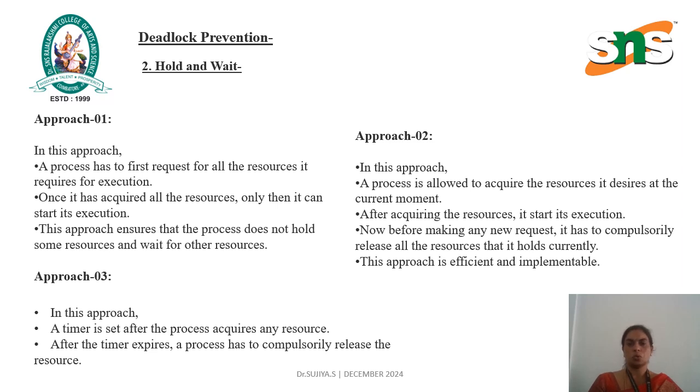In approach 2, the process is allowed to acquire the resources it desires at the current moment. After acquiring the resources, it starts its execution. Before making a new request, it has to compulsorily release all the resources which are currently held. Once the process has completed, it has to release all the resources allocated to it before starting a new process. So this is approach 2.